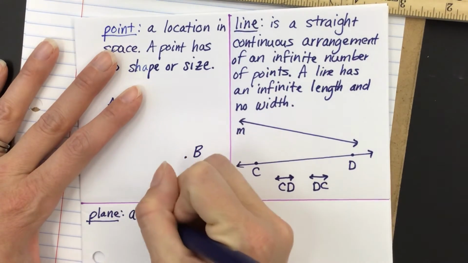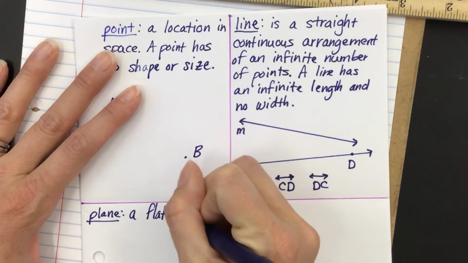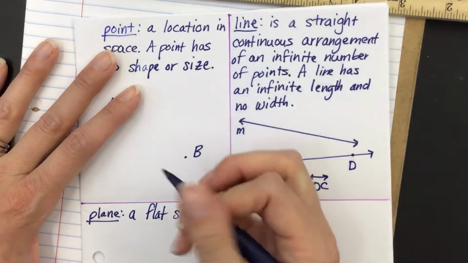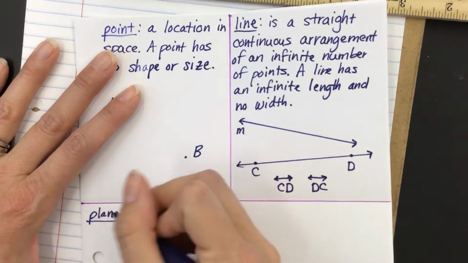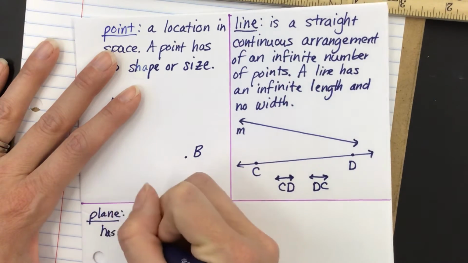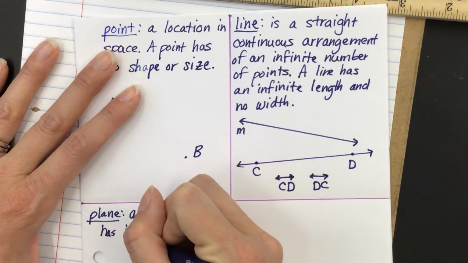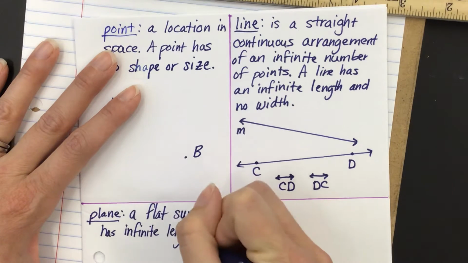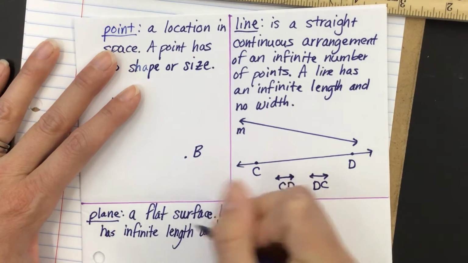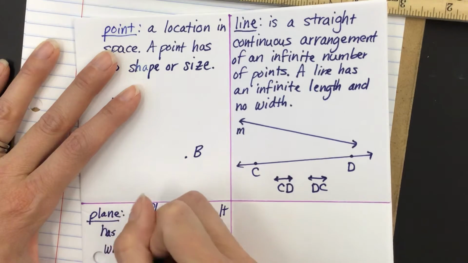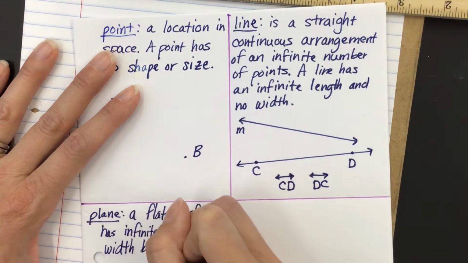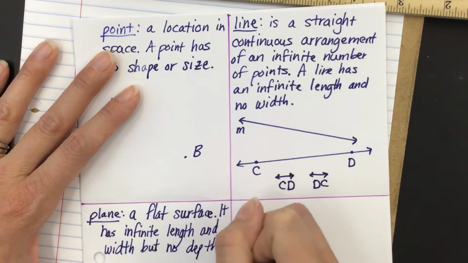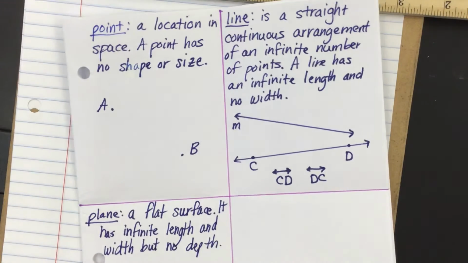So a plane is a flat surface. It has infinite length and width, but no depth. Or you could say thickness, no thickness, okay?